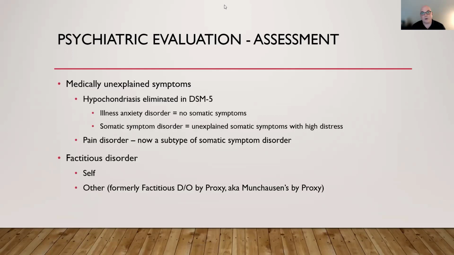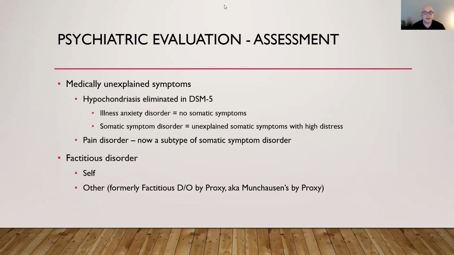Often these have been medically ruled out. So they're having a chronic stomach issue or a chronic muscle pain. No medical issue has been found, but they're having those somatic symptoms along with out of proportion distress related to it. So they're very obsessed with the idea that they may have a serious illness, even after that's been ruled out. And pain disorder is now considered a subtype of that somatic symptom disorder.